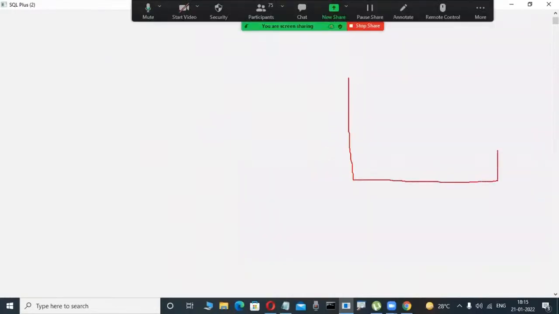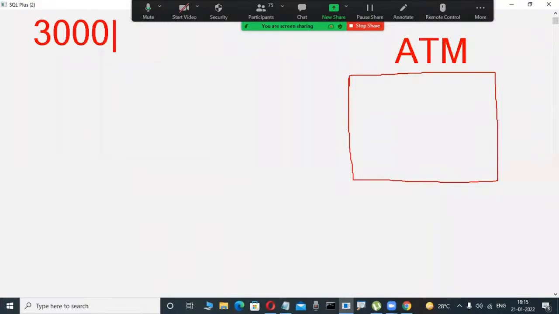This is an ATM machine, for example. I'm telling one scenario. Now what is my balance in my account? 3000 is my balance. Today I decided to withdraw some amount, for example. Suppose I'm going to the bank. Observe slowly. This small scenario is easily understandable, even for a non-technical person.